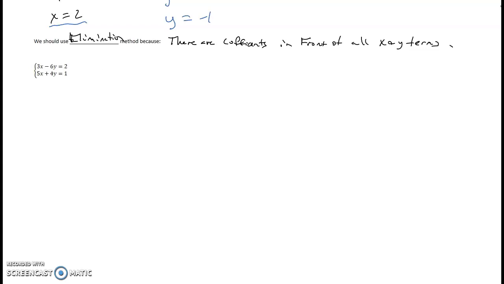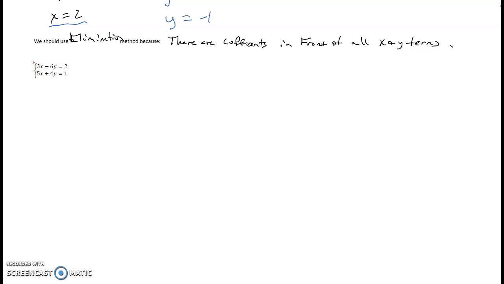Well, I can either choose to eliminate the x's or the y's. I'm just going to choose to eliminate the x's here. So what I want to get here is I want to get two numbers that are going to cancel each other out. So I look at 3 and 5 and say, what can I multiply the 3 by and the 5 by to get these to cancel out?